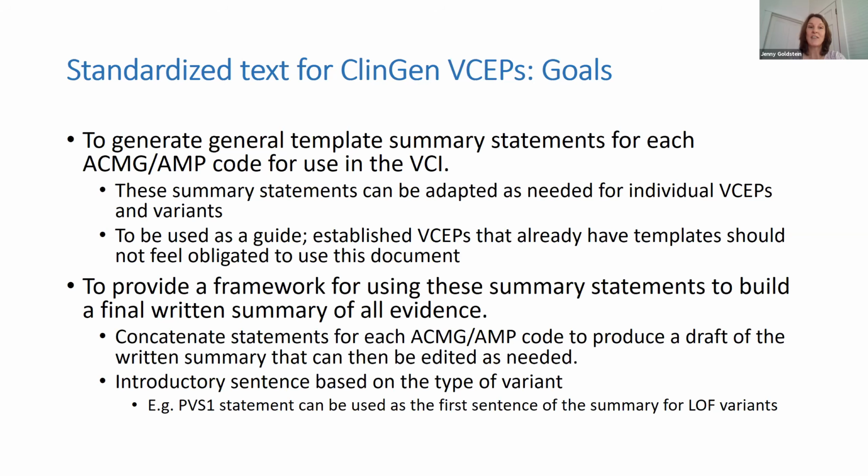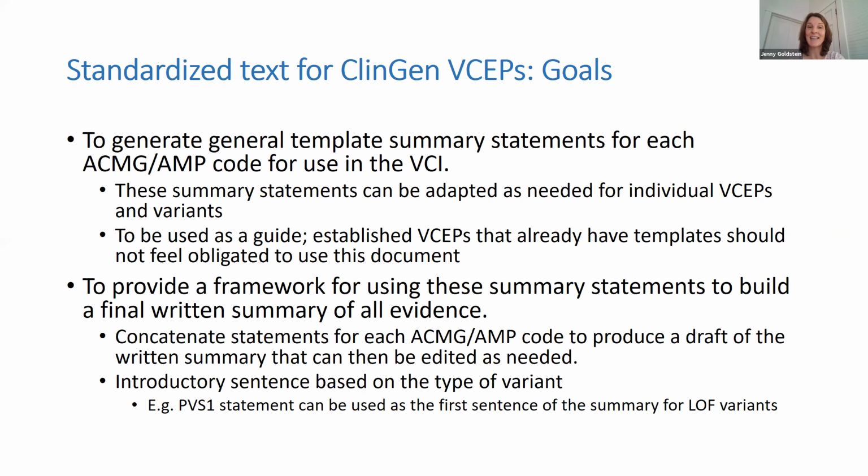So our goal is to generate this general template summary statements for each ACMG AMP code for use in the VCI. And of note, this is really just meant as a guide. It's meant to be helpful to different VCEPs. It's not required for use, but we were just hoping that this could be helpful. So summary statements can be adapted as needed for individual VCEPs and variants. As I mentioned, really just to be used as a guide.